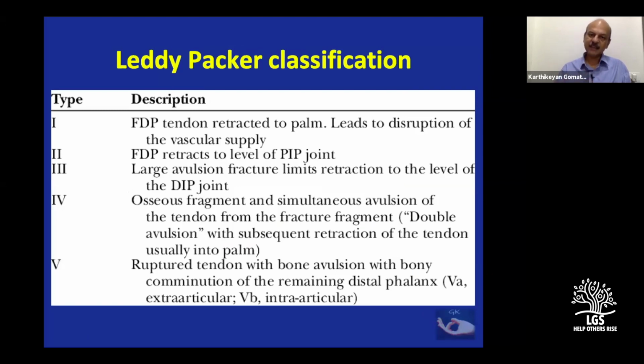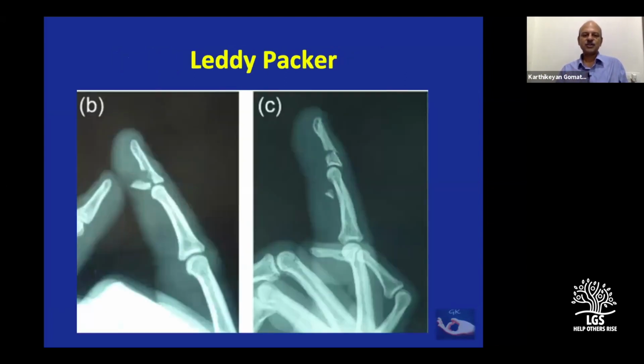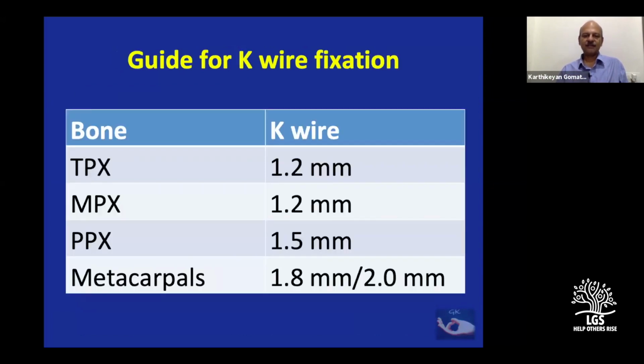For the volar side avulsion fracture, you can use what is known as the Leddy-Packer classification, and as you know, the type 3 and 4. The type 2, where the FDP retracts to the level of the PIP joint because there is a small avulsion fracture, and type 3, the large avulsion fracture, it does not retract at all, and both have to be fixed. So this is to show the Leddy-Packer fracture.